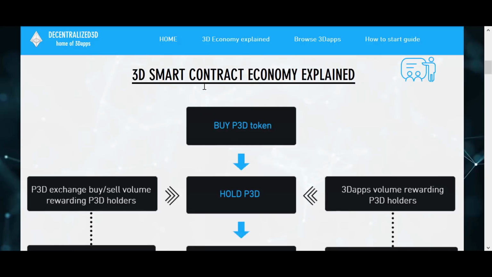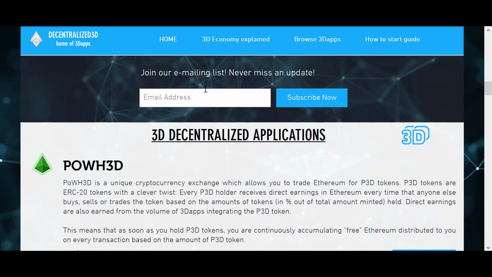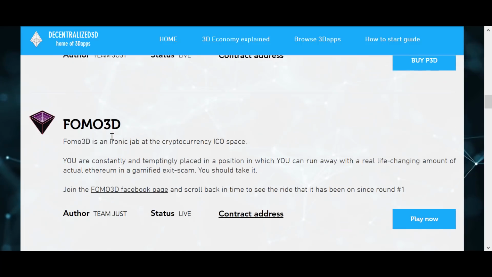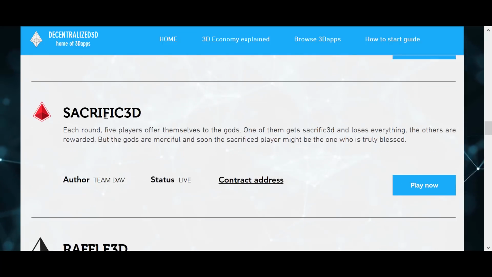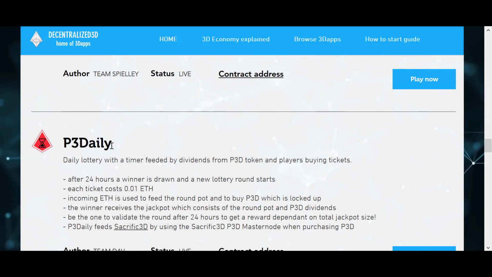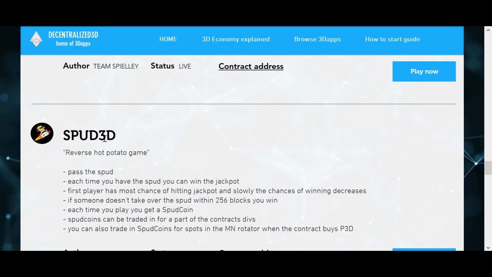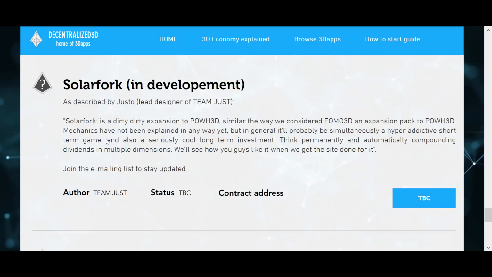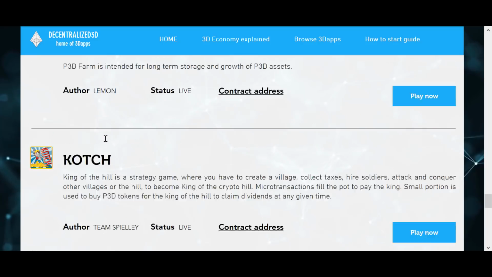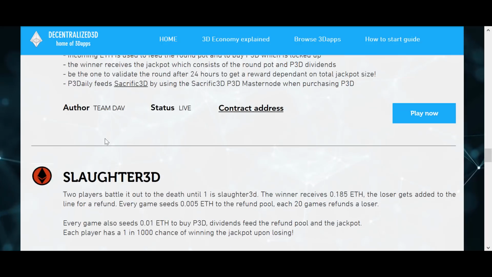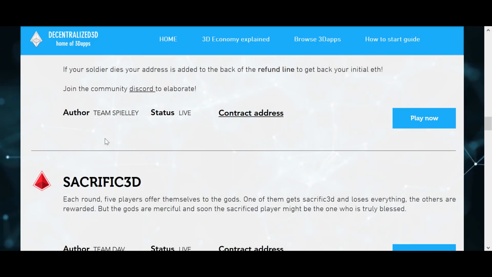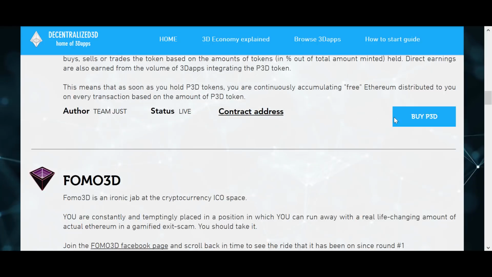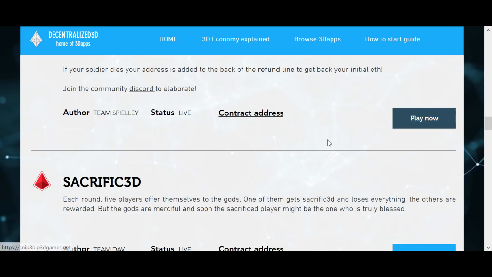Anyway, this is where you can come to learn a lot about the P3D ecosystem, but the best thing is you can see all of the current dApps. There's P3D, there's FOMO 3D, there's Snipe. These are all games, Sacrifice, Raffle 3D, P3D Daily, Slaughtered 3D, Spud 3D. These are all games, ETHORS, P3D Farm, Koch, and these are upcoming projects. These are all games that interact directly with the P3D smart contract, that create dividends, that create volume, and you can come here and look at each one of them, read all about them, learn about them, get all the links to go to each one right here.